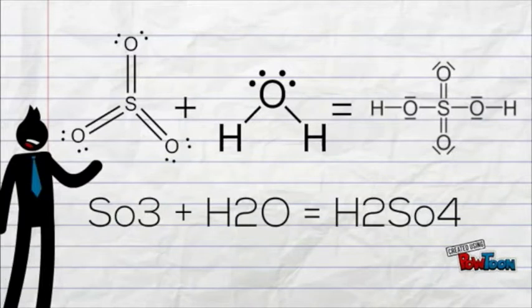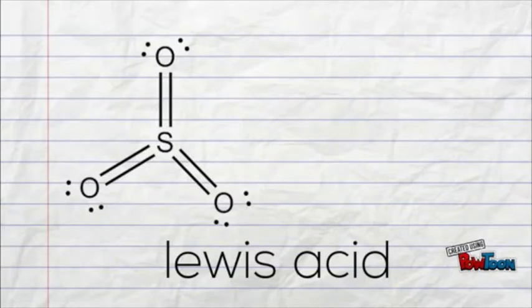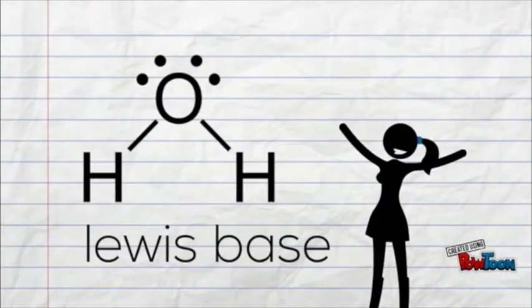The lone pair of oxygen in the water will attach to the SO3, and that bond pair will be found in the product, which is H2SO4. The electron pair in water was donated by water and it was accepted by SO3. For this reason, we can consider that SO3 is the Lewis acid, since it was able to accept an electron pair, and water, H2O, is the Lewis base, since it was the electron donor.